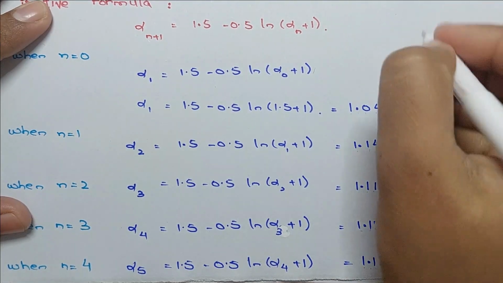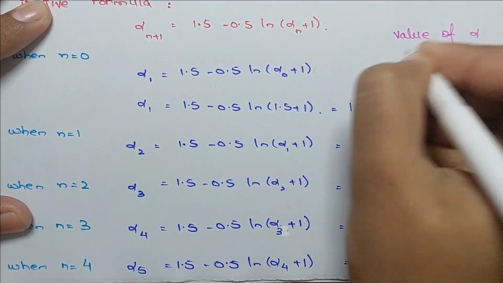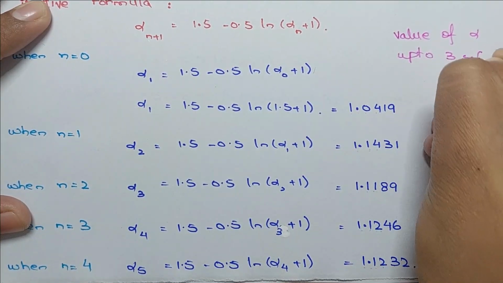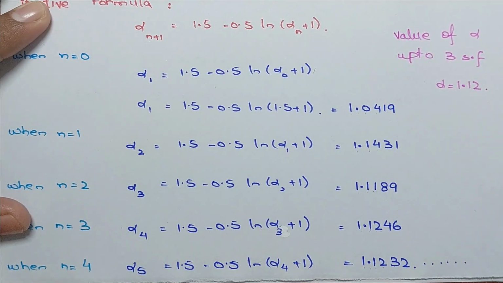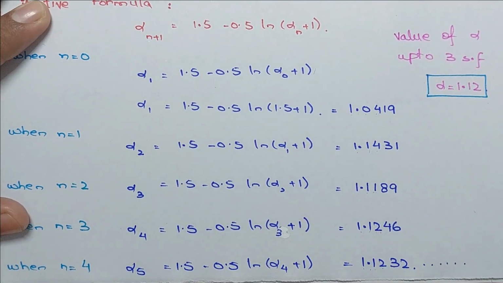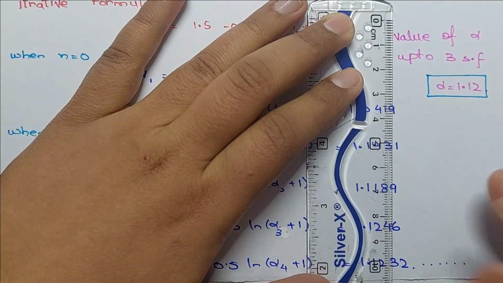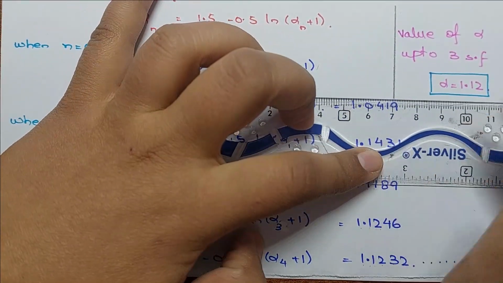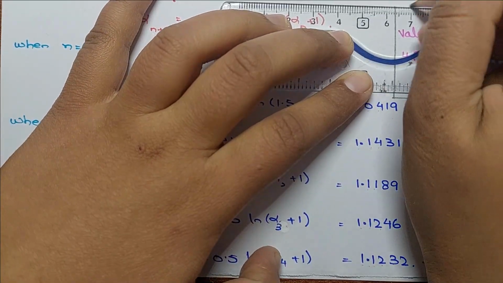So we can write this down: the value of alpha up to 3 significant figures is 1.12. So this would be the value for alpha. The alpha is the root which lies between the numbers 1 and 2, and which is 1.12. There is very little space I have.